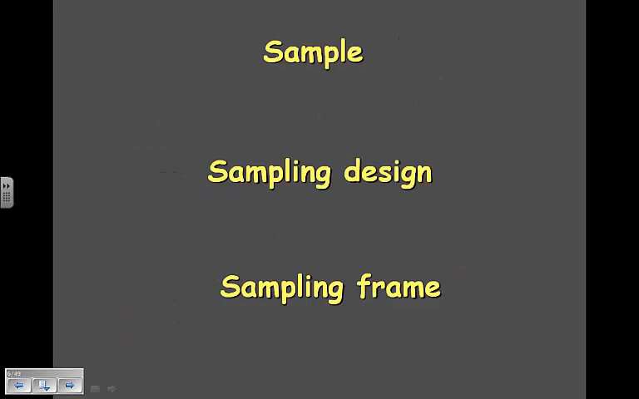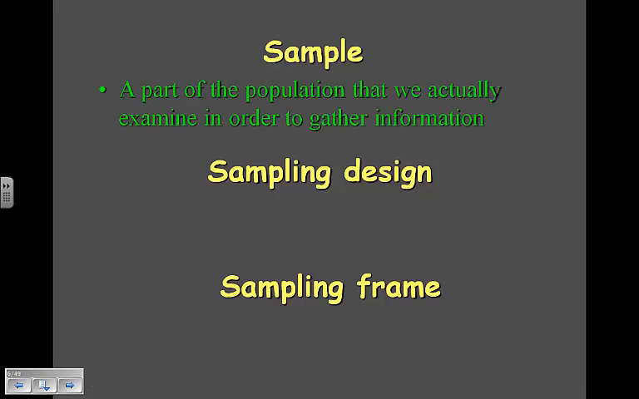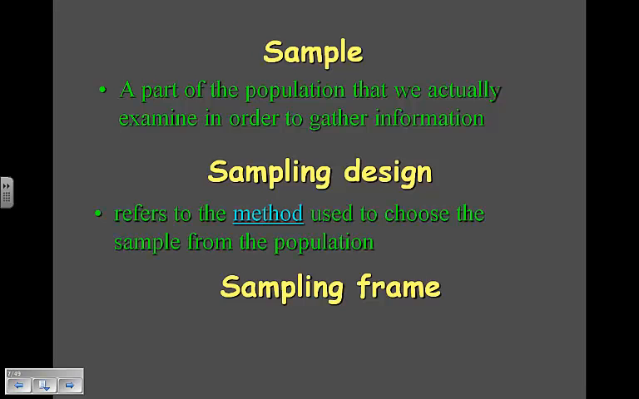Okay, a couple of other definitions. First, a sample. A sample is a part of the population that we actually examine in order to gather information. So remember, the population is the entire thing we're interested in. A sample is simply a small part that we actually examine. The sampling design refers to the method that we use to choose the sample from the population.